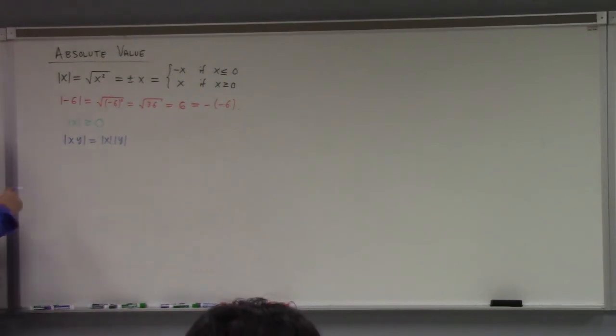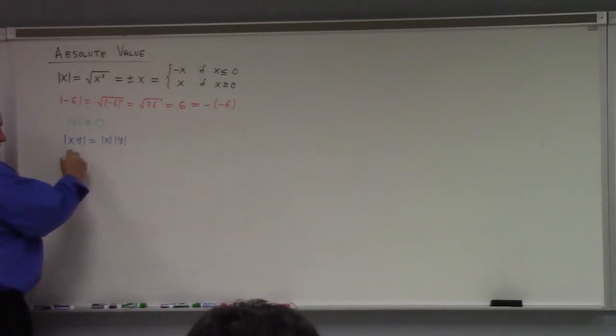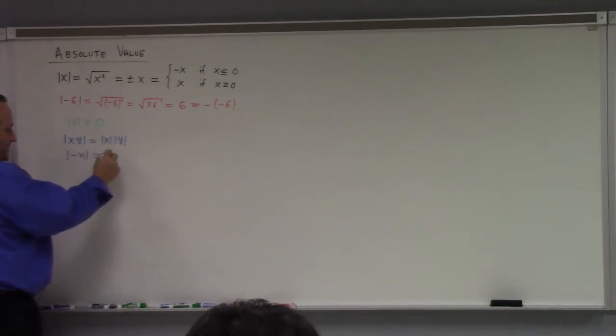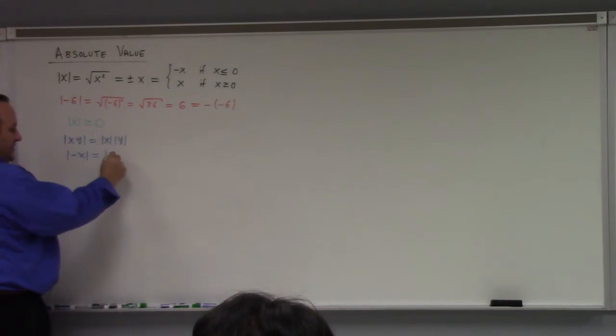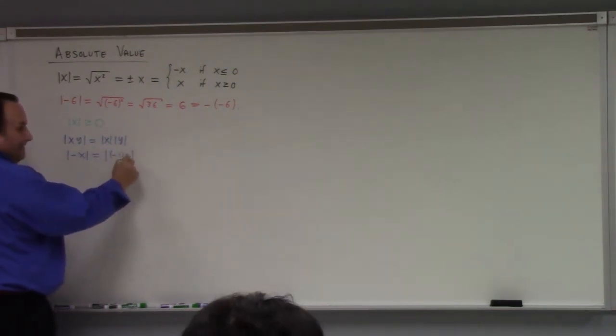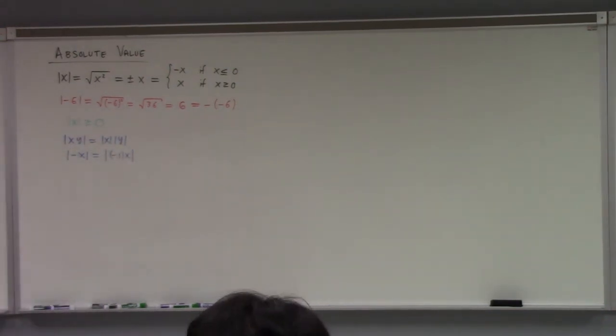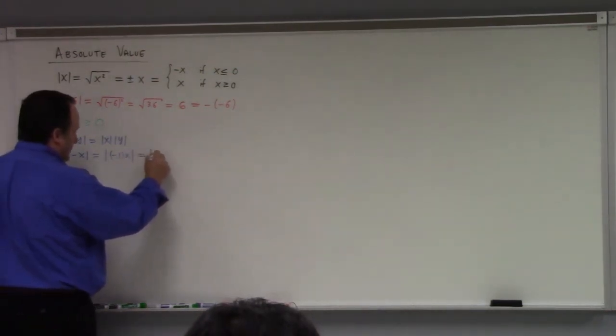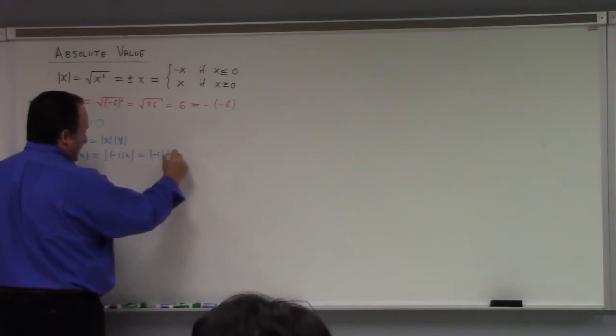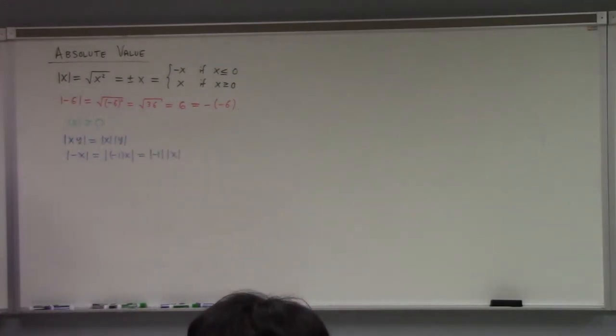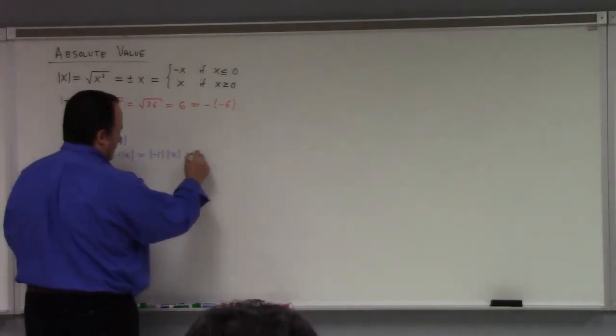And just another warm-up comment here. What happens if we take absolute value of minus x? What's that? So minus x is really what? Minus 1 times x, right? So if we apply the property right above, we get absolute value of minus 1 times the absolute value of x. What's the absolute value of minus 1? One, right? So this is just absolute value of x, right?